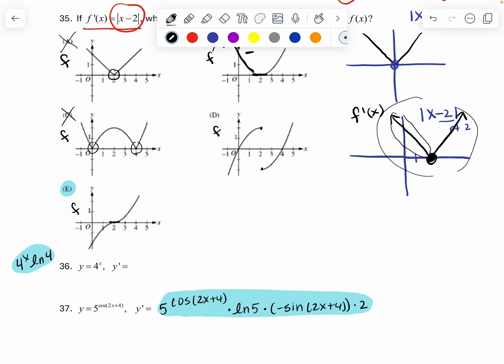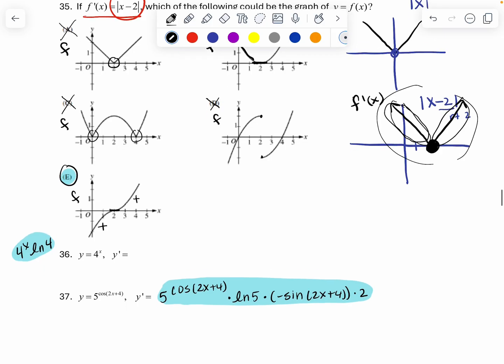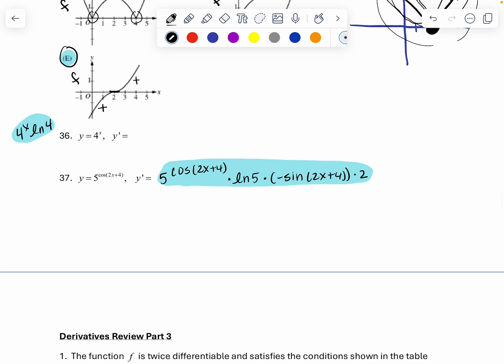But look at E. Right here, the slope is 0. So it crosses right here at x equals 2. This is a positive slope, which means it should be above the x-axis. This is also a positive slope, which means it should be above the x-axis as well. So it should be E. It cannot be D. D was kind of funky. All right. And then number 36 and 37.